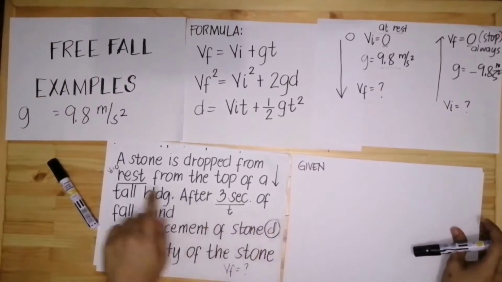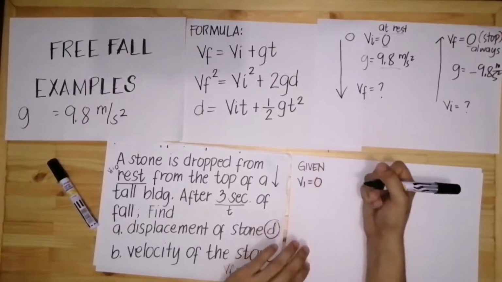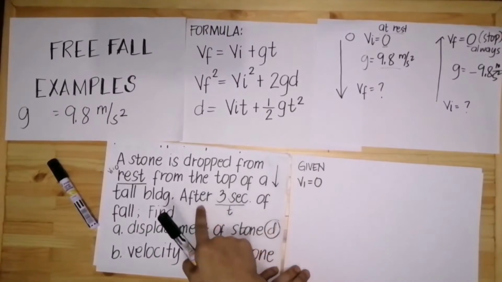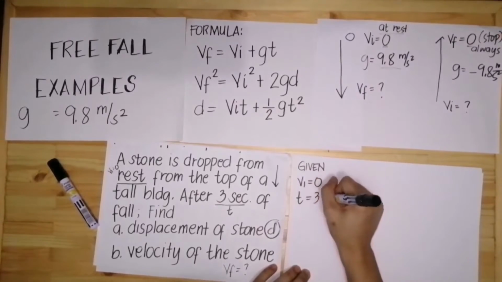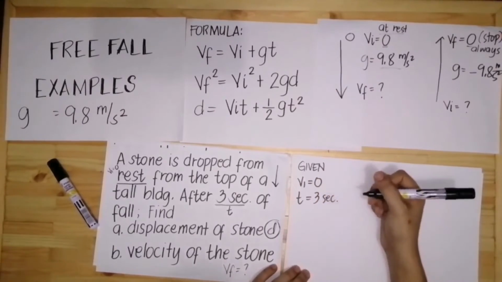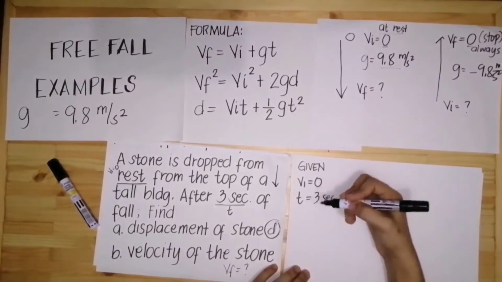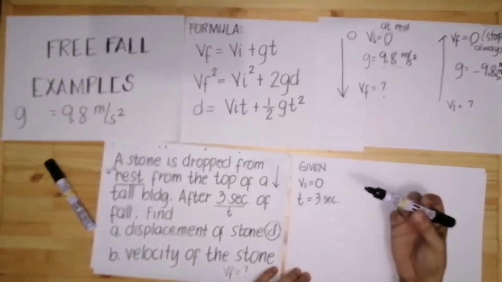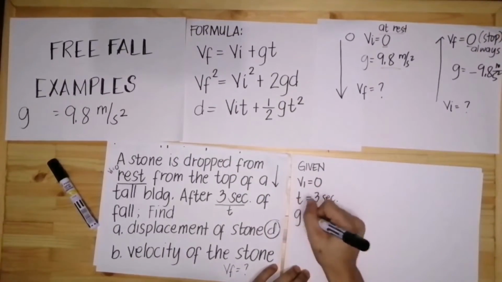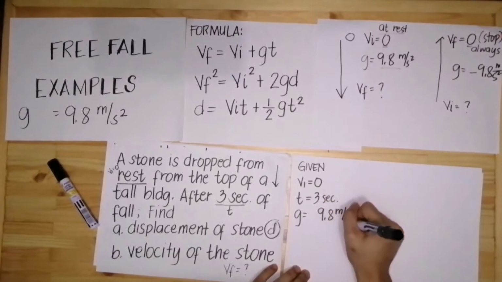So, given natin, we have the VI equals 0 because of the word rest. Then, the time, 3 seconds. Then, meron tayo ditong given na automatic nating ilalagay for every problem na meron tayo regarding or that involve free fall motion. That is the gravitational acceleration. That is 9.8 meter per second squared.